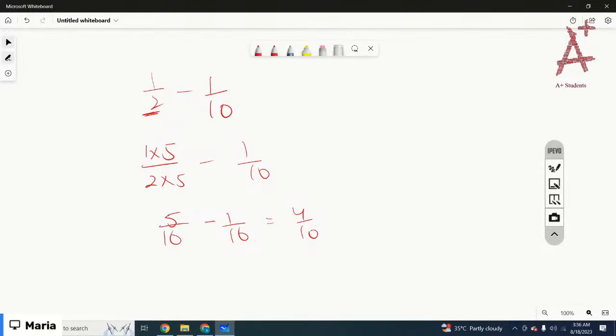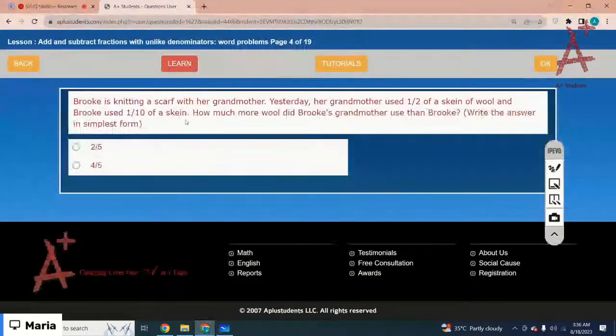So you can divide both numerator and denominator by a common factor. That would be 2. 2 times 2 is 4 and 2 times 5 is 10. So it would be 2 over 5, right? The correct option is 2 over 5.